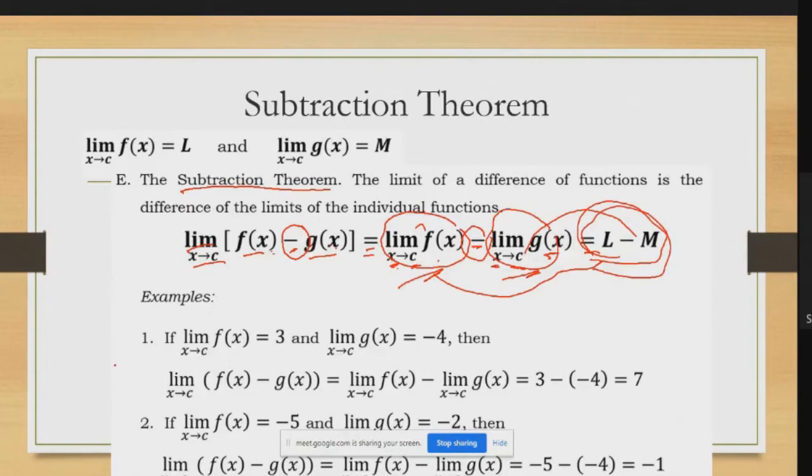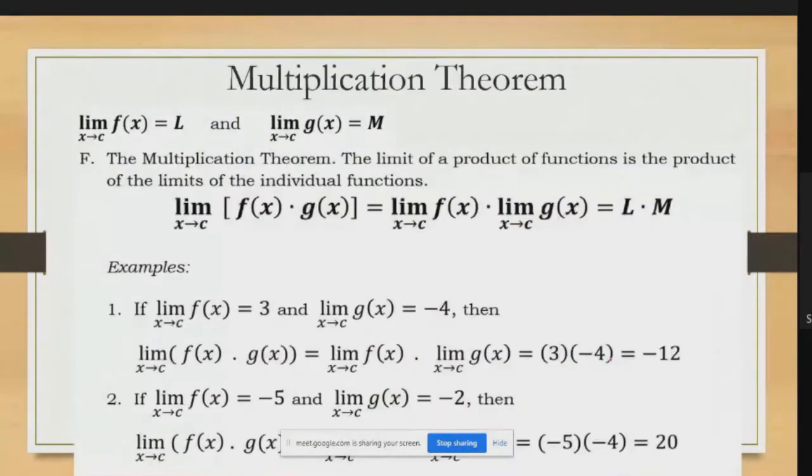For example, dito, limit of f of x minus g of x. So, again, pinaghiwalay sila. The limit of f of x as x approaches c minus the limit of g of x as x approaches c. So, evaluate this limit. So, we'll have 3, base sa given. Then, the limit of g of x is negative 4. So, 3 minus negative 4 is 7. Okay?